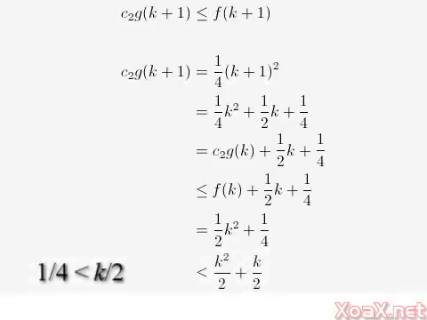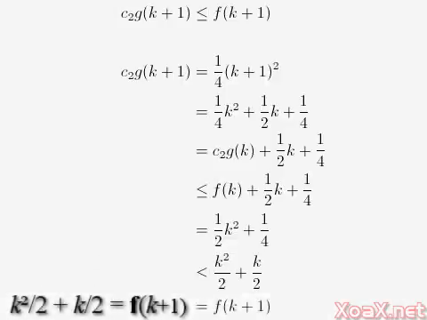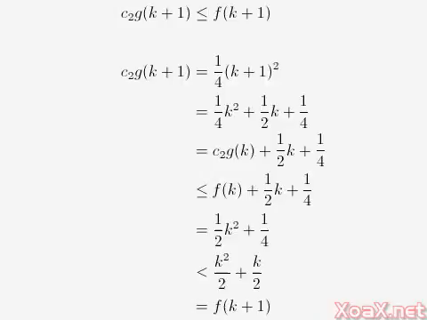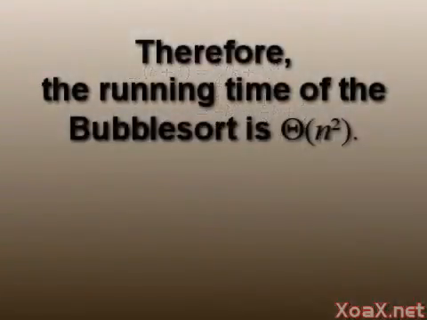The next inequality follows from the fact that 1/4 is less than k over 2 for all k greater than or equal to 2. Of course, k squared over 2 plus k over 2 is just the value of f of k plus 1. So we are done, and that finishes off the proof that the Bubblesort algorithm is big theta of n squared.